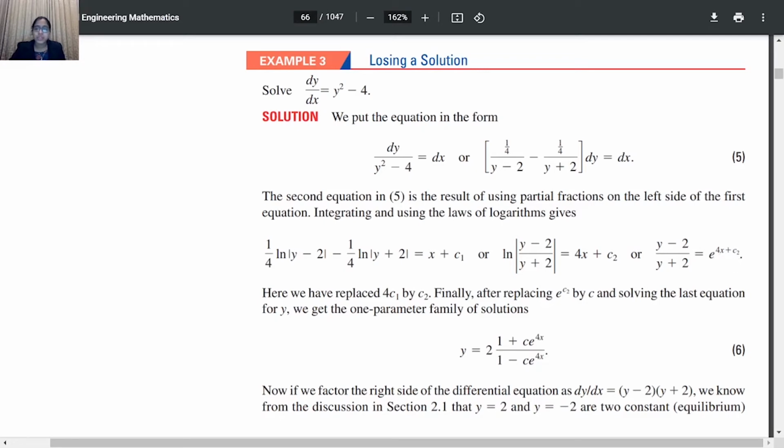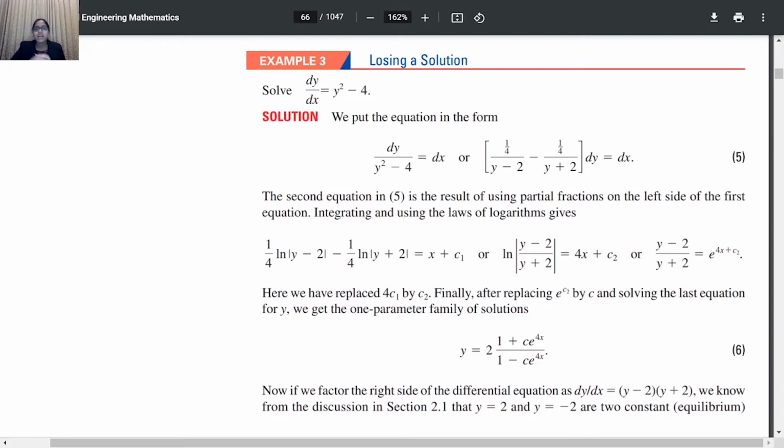Okay, so simplifying this further and finding the value of y, we get y is equal to 2 into 1 plus c into e raised to 4x, divided by 1 minus c into e raised to 4x. So this is our general solution that we have found. This is a one parameter family of solutions, that is y is equal to 2 into 1 plus c into e raised to 4x, divided by 1 minus c into e raised to 4x.